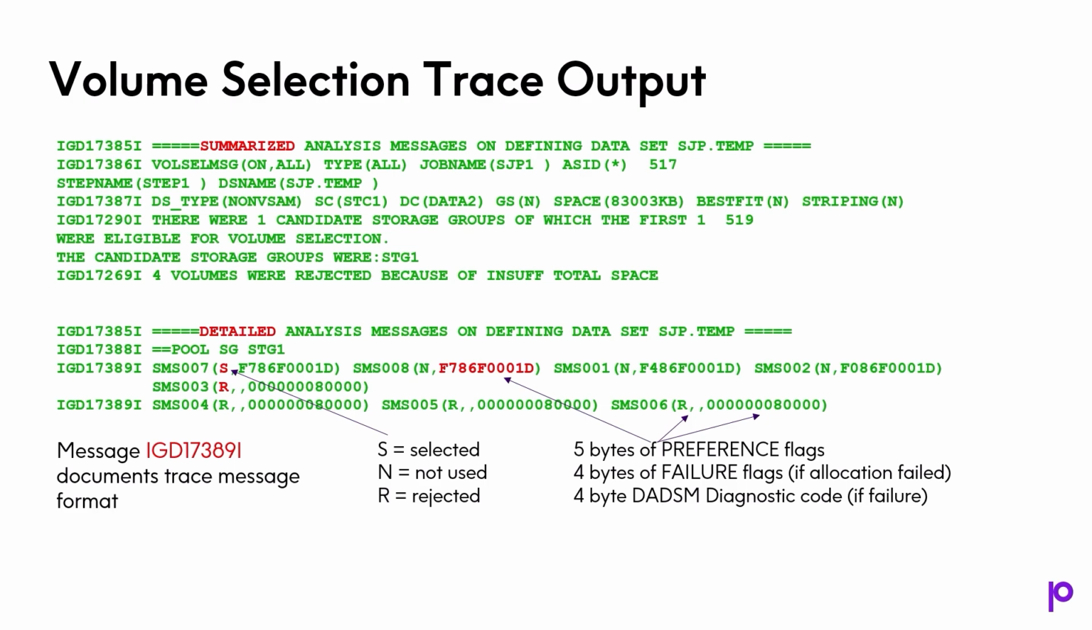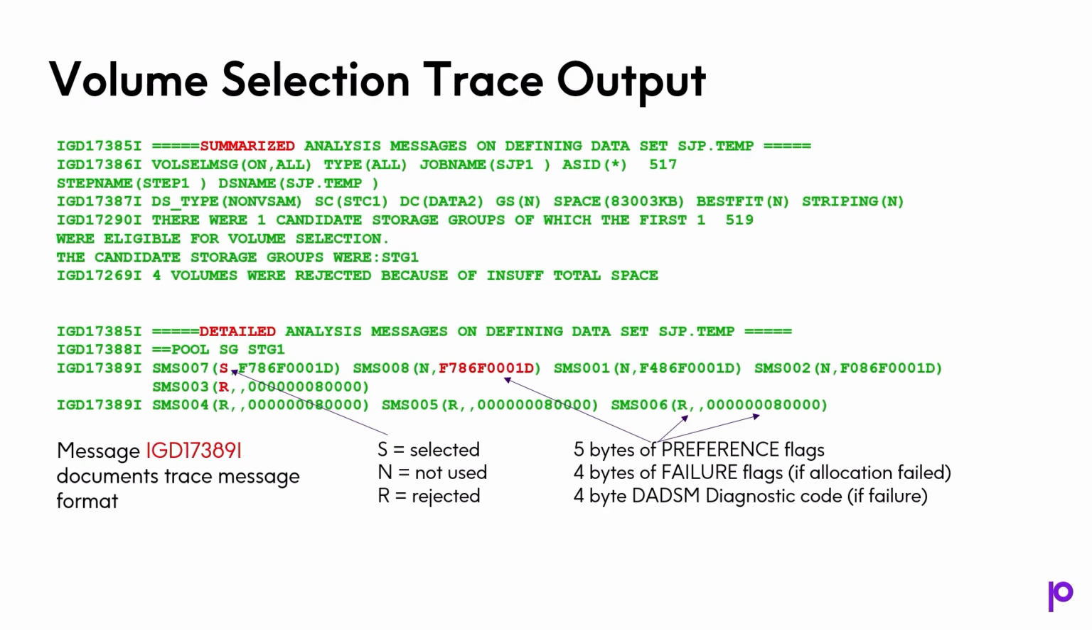There are two types of messages that come out when I turn on volume selection tracing, a set of summary messages, and a detailed message for the actual allocation of the data set. So the summary message, the IGD385I, tells me for this particular data set, this is the volume selection criteria. VOLSEL MESSAGE ON, I want to see all of the messages, not just particular ones, for both error and non-error allocations, TYPE ALL, for this job name, for this ASID, for this step name, for this DS name.